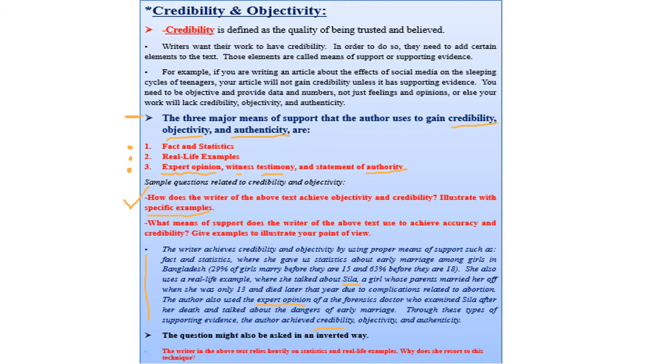Please use those three together. You can also use accuracy instead of one of them, okay? You can say credibility, objectivity, and accuracy, but they all mean the same, okay? I might also ask you the question in an inverted way. The author relies a lot on real-life examples. Why does he do that? You tell me the author relies a lot on real-life examples in order to gain credibility, objectivity, and accuracy. Full stop.